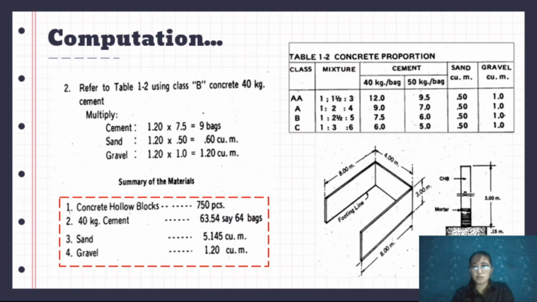So this is the summary of the materials we calculated. Using table 1.2 from the previous lecture, we will calculate for class B concrete, 40 kilograms. Just use the volume we calculated, multiply based on the table's given values, and we can calculate the required bags of cement and the volume of sand and gravel. So, summary: concrete of hollow blocks, 750 pieces, 40 kilograms of cement, say 64 bags, sand is 5.145 cubic meters, and gravel is 1.20 cubic meters.